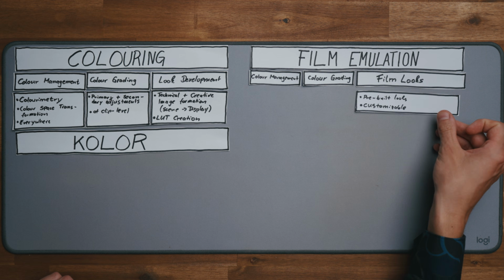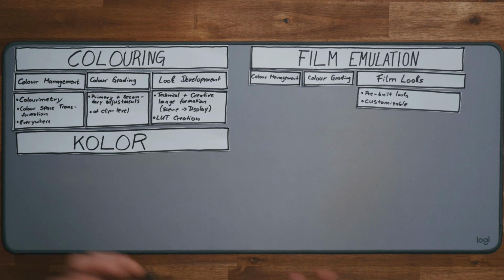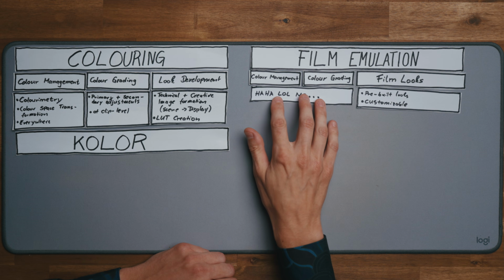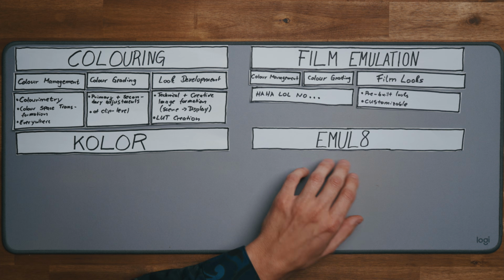Because with traditional film emulation tools, you get pre-built film looks that are customizable to some degree. Most existing film emulations, especially film emulations for Final Cut Pro, completely disregard the notion of color management and color grading. And if you have been following my work for any amount of time, you probably know that I find this absolutely bonkers.